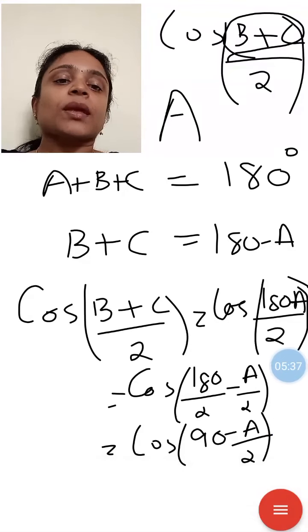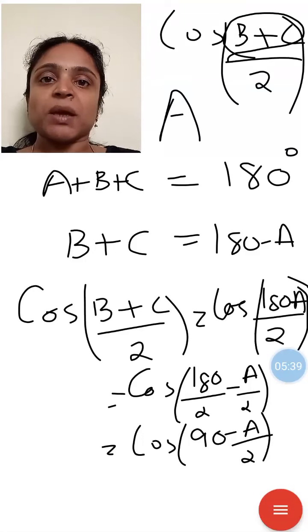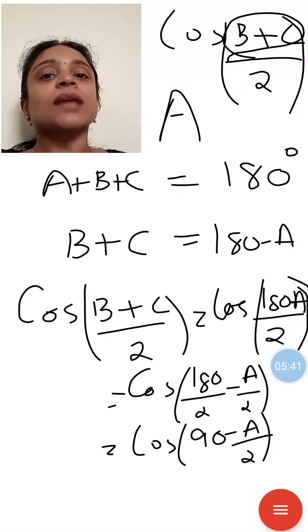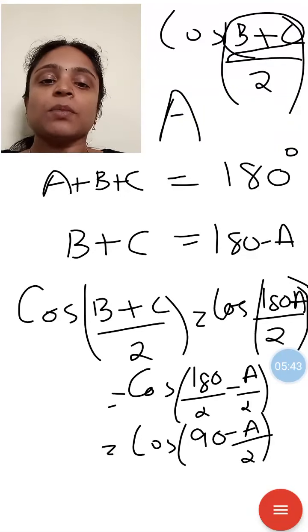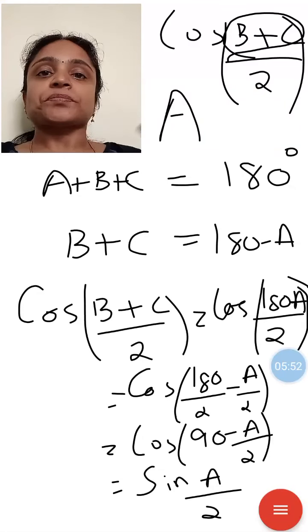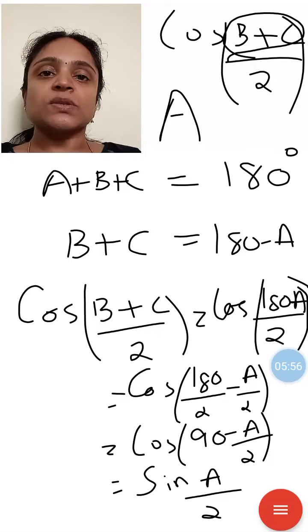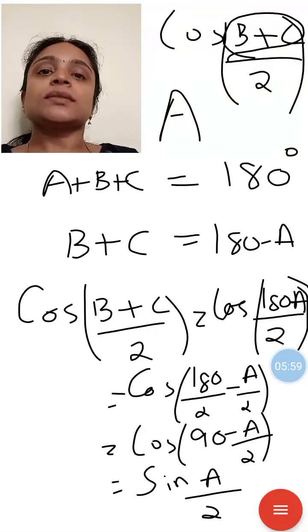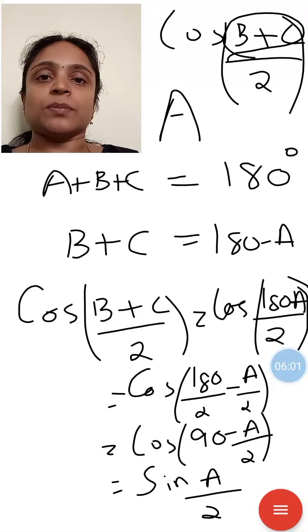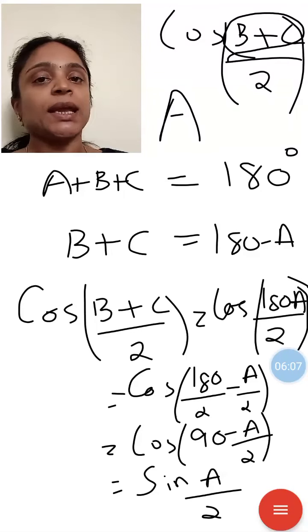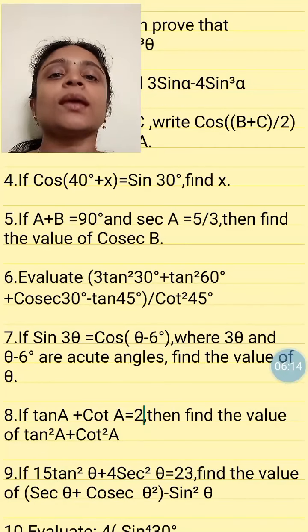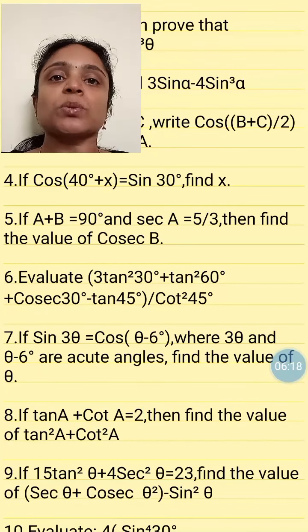And what is cos 90 minus A? It is sin A. So, cos 90 minus A by 2 is sin A by 2. So, if we want to write cos B plus C by 2 in terms of A, we can write it as sin A by 2. In a triangle ABC, if we want to write cos B plus C by 2 in terms of angle A, we can write it as sin A by 2. Understood? Next question is, if cos 40 plus x equal to sin 30, find x.